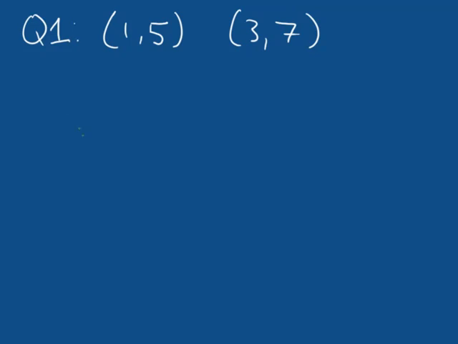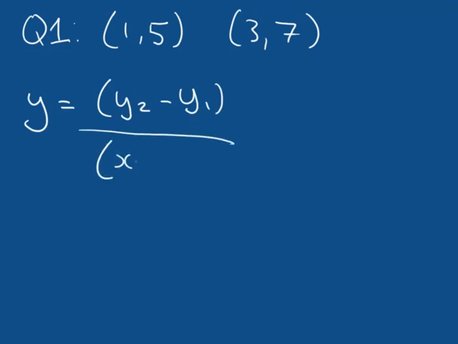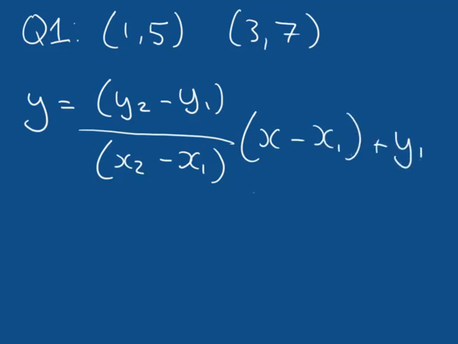Okay, welcome back. So we know our generic equation is y equals (y2 minus y1) over (x2 minus x1), times (x minus x1), plus y1. So let's just simply plug numbers into that equation. Again, it doesn't matter which of these points we take as (x1, y1) and which we take as (x2, y2). I'm going to take (1, 5) as (x1, y1) and (3, 7) as (x2, y2). Don't worry if you chose them the other way round. So long as you get the same final answer, that's absolutely fine.